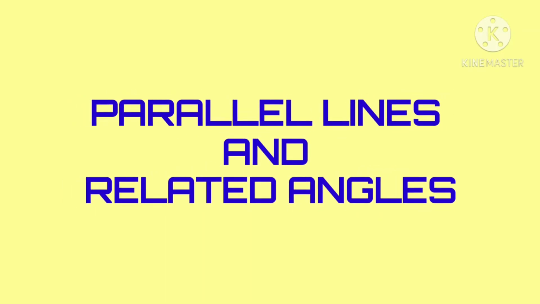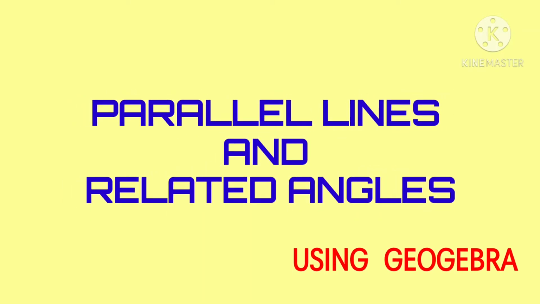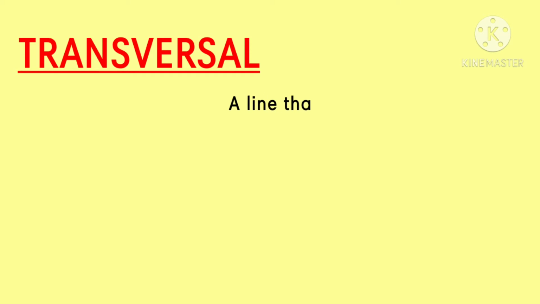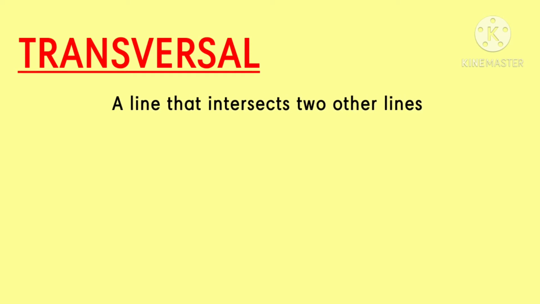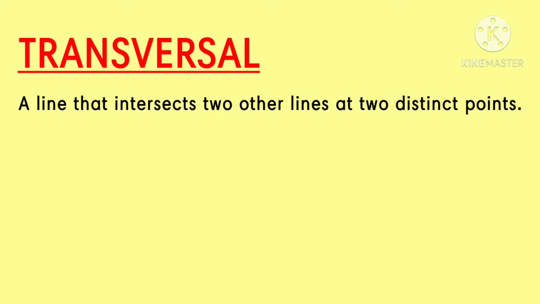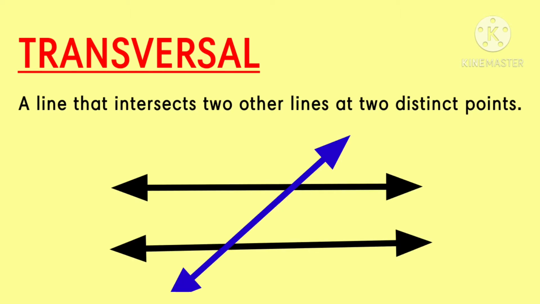Hello friends, today's topic is parallel lines and related angles using GeoGebra. Transversal: a line that intersects two other lines at two distinct points is called a transversal. The blue line here intersects the two black lines, so it's the transversal.